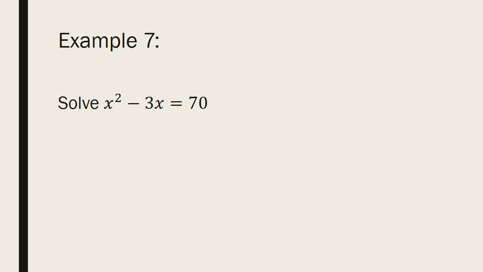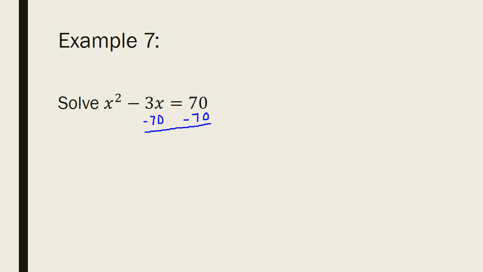All right, let's look at example 7. So let's recall our steps. The first step is to set it equal to 0. Is this equal to 0? No, it's equal to 70. So we need to get rid of that 70. To do so, we subtract 70 from both sides.